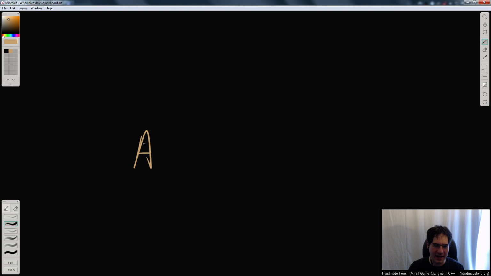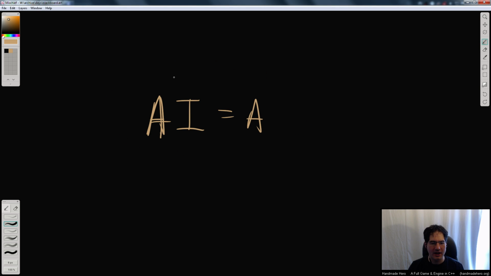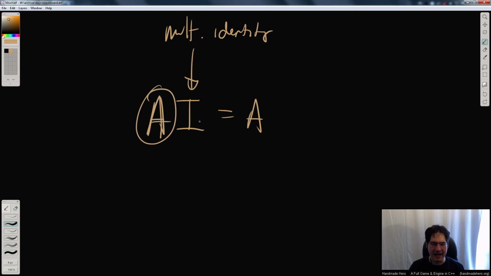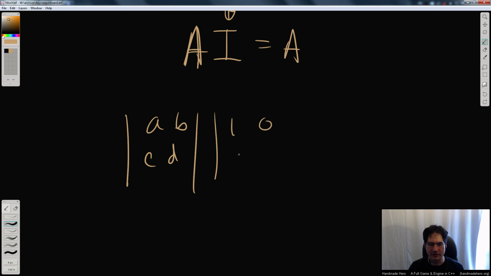If I have A as a matrix, let's say I did AI equals A, right? So I already said that I is the multiplicative identity. So I know that A times the identity matrix equals A. So I just have A, B, C, D, there's my A matrix. I have 1, 0, 0, 1, and I have that equals A, B, C, D.